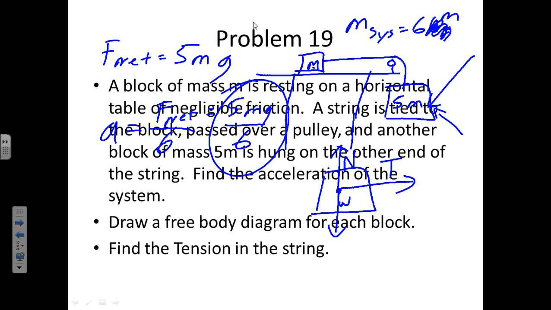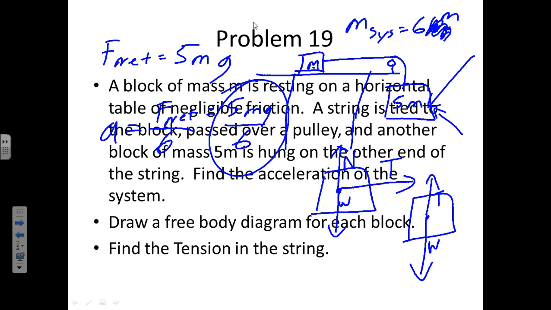For the one hanging from the table, the 5M mass, we have weight acting down, and we have what acting up? Tension. Which one's bigger? The weight, because there's a net force, right? So this is weight, and this is tension. We don't really have any forces acting side by side, so those are our free body diagrams.